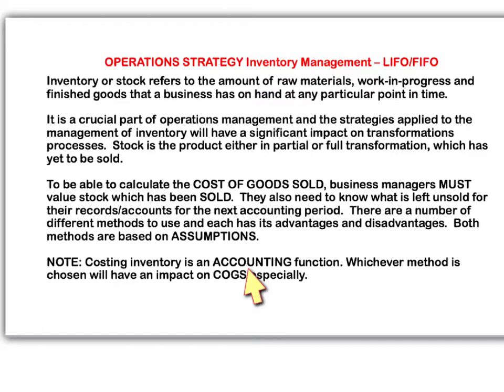To be able to calculate the cost of goods sold, managers must know the value of the stock which has been sold, and they also need to know what's left unsold, so for their records and accounts for the next accounting period. And there are a number of different methods to use, and all of them, of course, have their own advantages and disadvantages, and all the methods are based on assumptions. So this costing of inventory is an accounting function. Even though it's here in operations, it's an accounting function, and you really just need to pay attention.